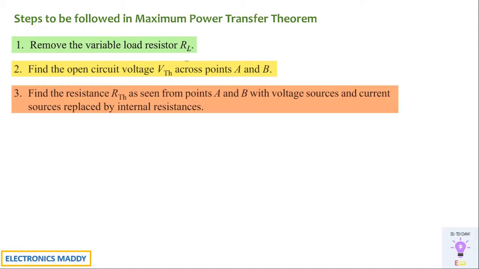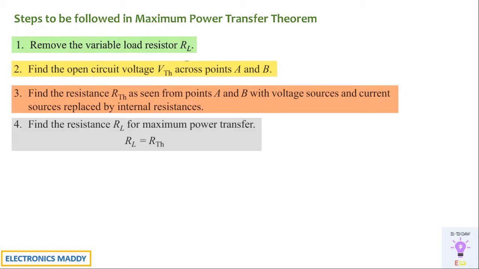Third step is to find the value of RTH from the same terminals and replace voltage and current sources by their internal resistances. It's pretty clear from our previous videos that voltage sources will be represented as short circuits and current sources will be represented as open circuits because of the internal resistances. The internal resistance, ideally for a voltage source, is very small, equal to 0. That's why we'll be representing it by a short circuit.